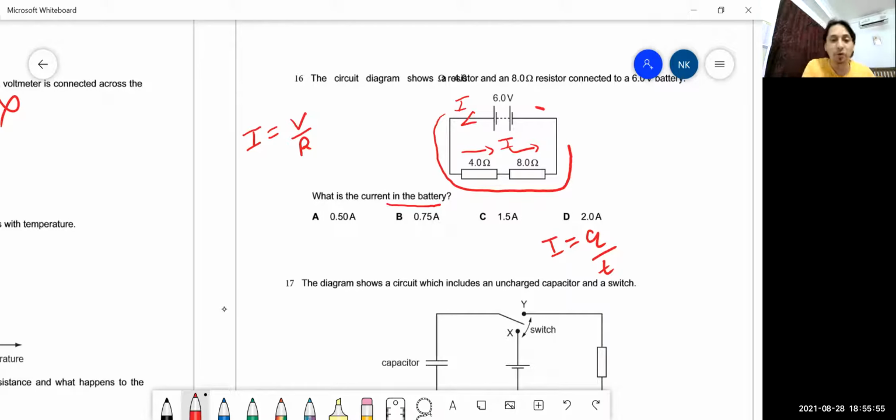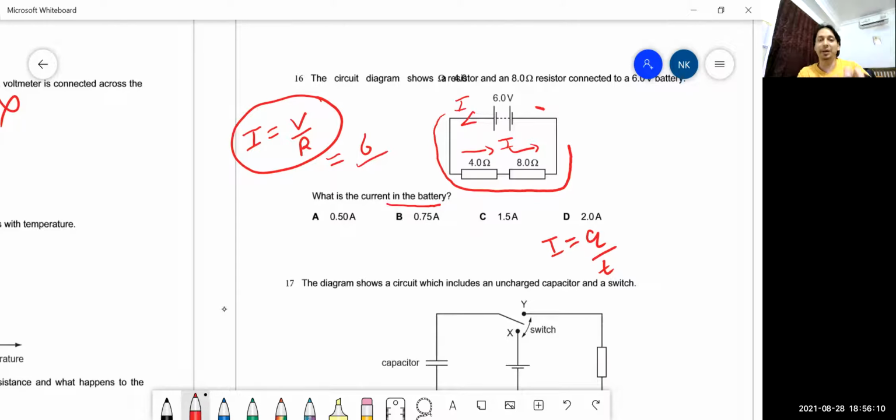So you have to look for this equation, I equal to V upon R, because voltage and resistance are given. So I will put the value of V. What is V? 6 volt. Now there is a confusion. What is R? Do we take 4 ohm, or do we take 8 ohm?